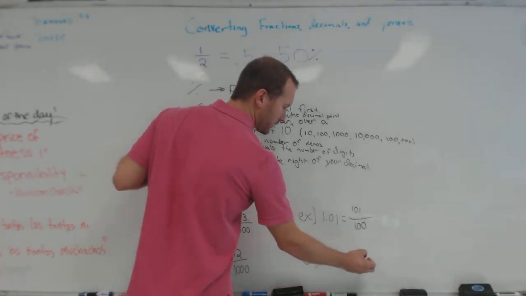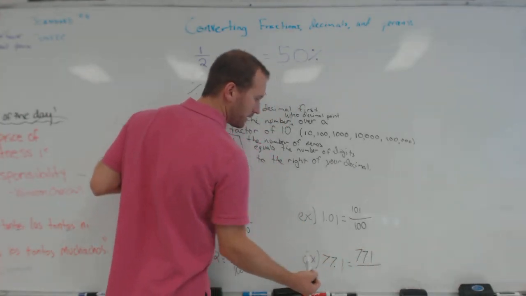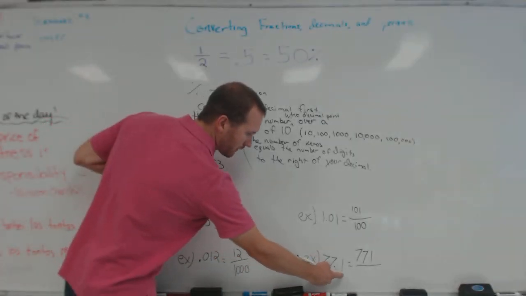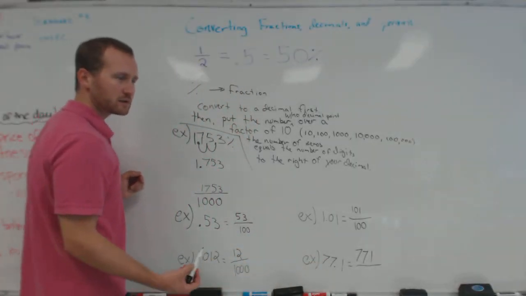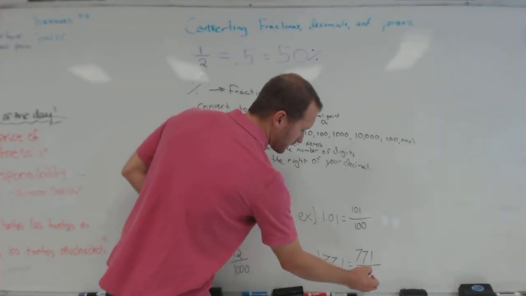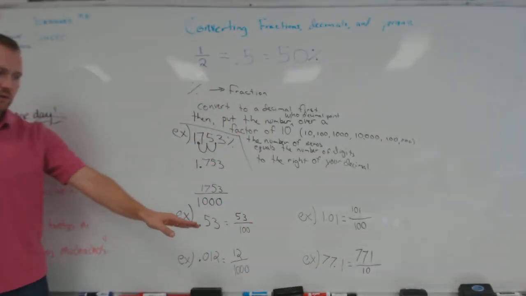77.1. Number with no decimal, 771, over the number of digits to the right. So, tenths, because there's only one number that's over to the right.